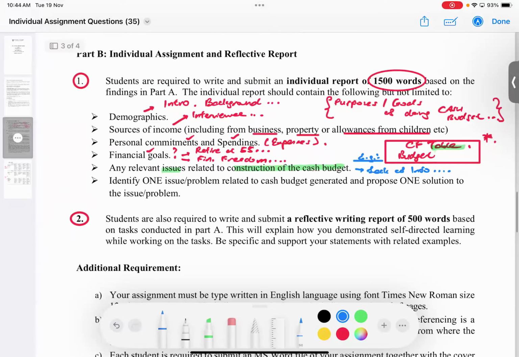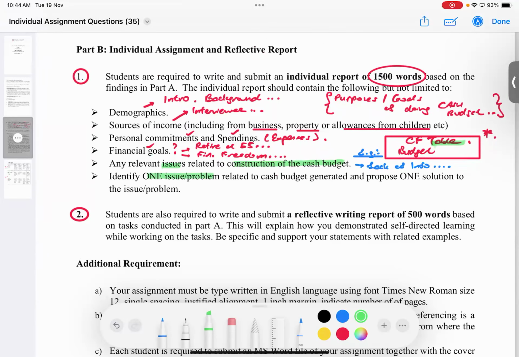Identify one issue or problem related to the cash budget generated, and one solution. So you look into the budget and see what problem the person is having. Examples can be too high a commitment, too high a loan, spending too much on luxury, no investment, and so on. Be creative on all this. Then you give a solution.